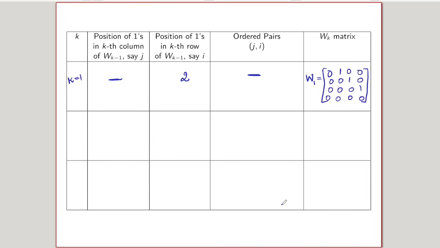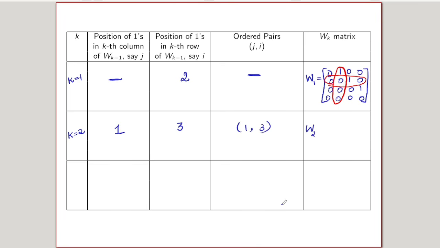Next we are coming for second step, that is k equal to 2. Now we have to see the kth column in Wk minus 1, that is second column in W1 matrix. Let us see the second column, and at first place we are having 1. So here it will be 1. And we have to see the second row. We can see that at third place we are having 1, so it is 3. Now if we put ordered pair, we'll get 1 comma 3. First entry should be column, second entry should be row.